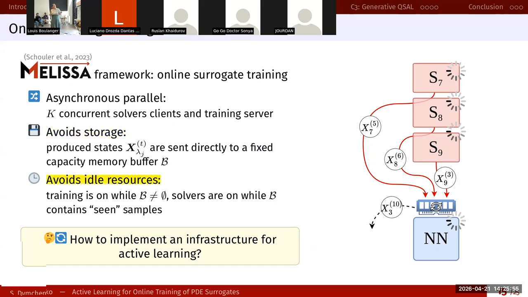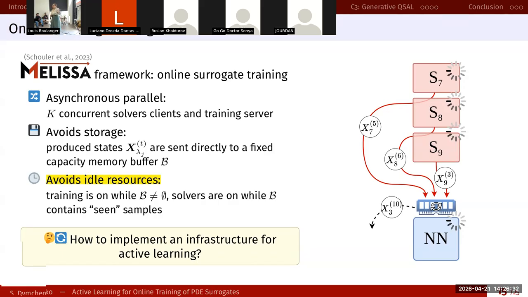And then, as Melissa aims as a framework for high performance computing infrastructure applications, like on supercomputers, one of the main goals is to avoid any idle resources in the process. What this means is that the neural network is trained as long as there is some data in the buffer, and the solvers are running as long as there are some samples in the buffer which were already seen by the neural network, meaning that they can be removed and substituted with newly generated data.